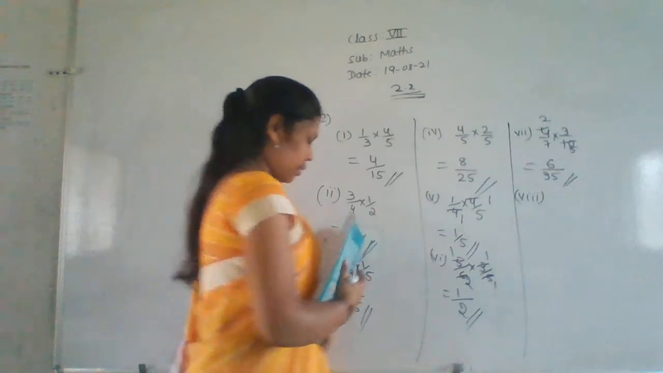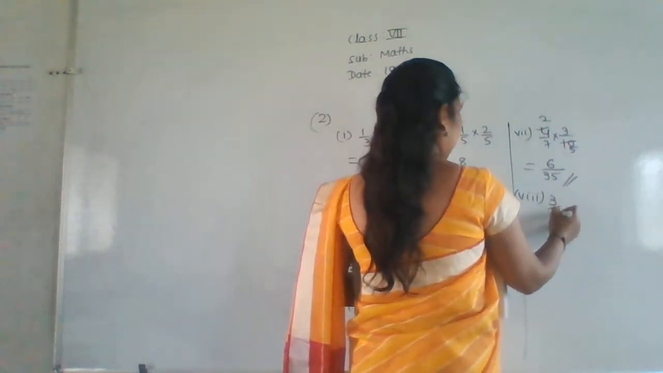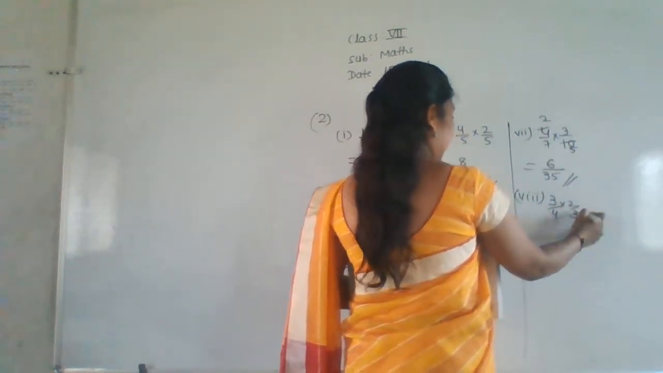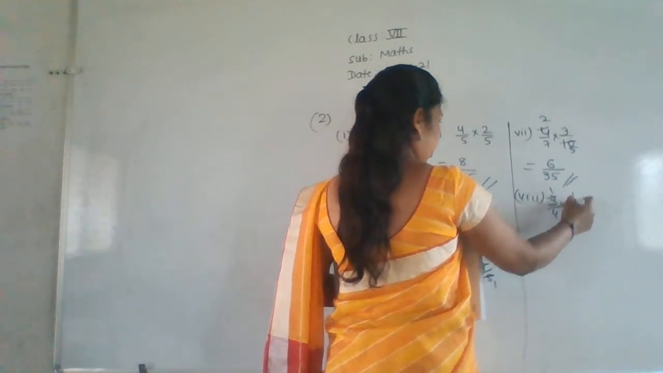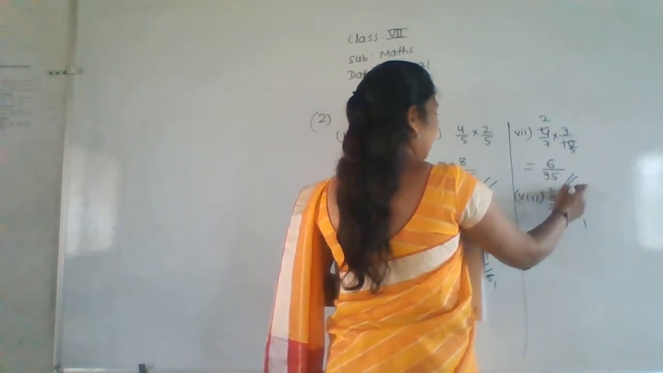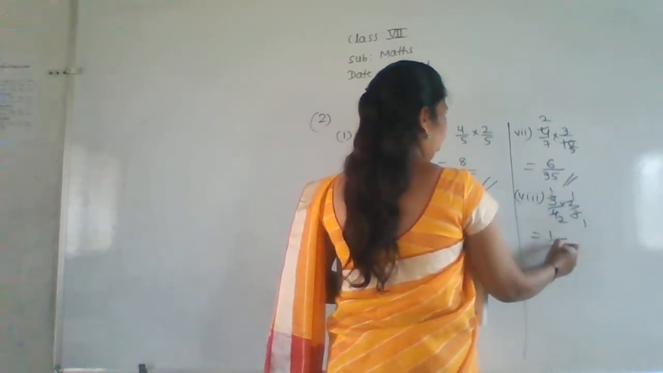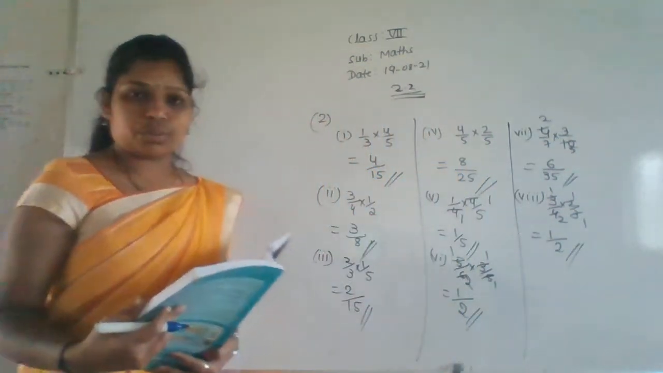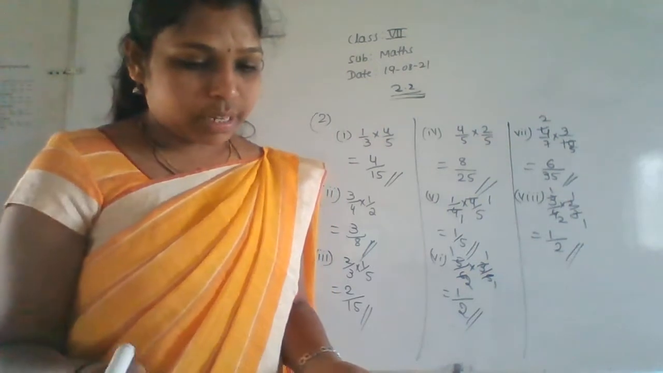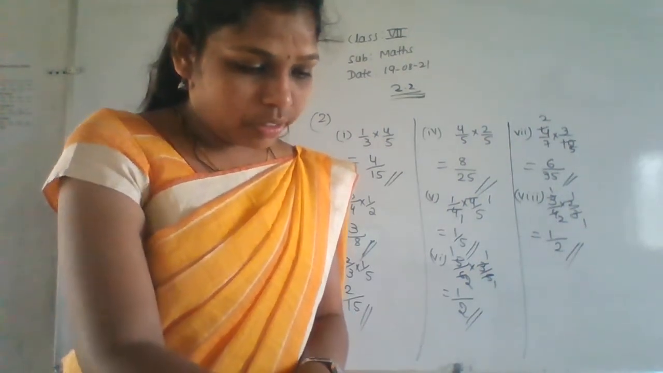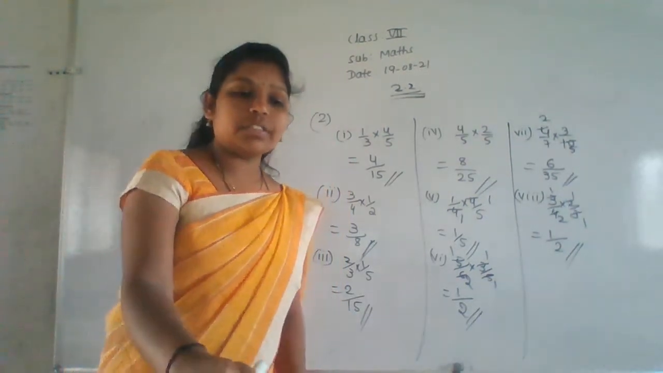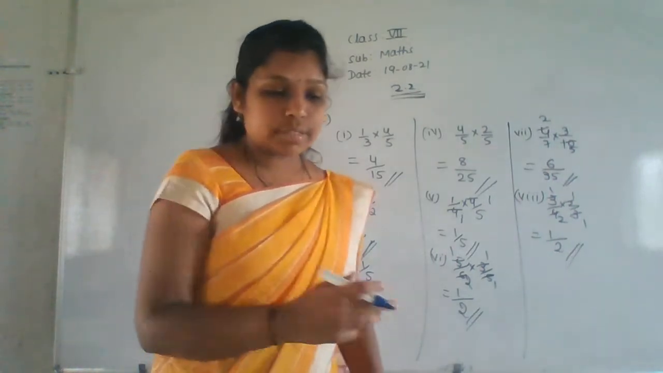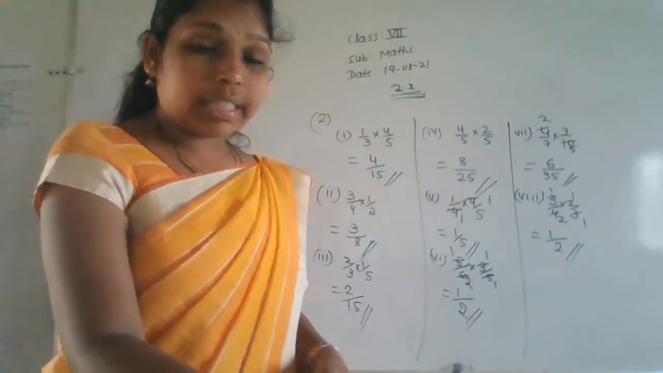Next, eighth one. 3 by 4 into 2 by 8. Again 3 ones are 3, 3 ones are 3, 2 ones are 2, 2 twos are 4. 1 into 1, 1. 2 into 1, 2. Answer is 1 by 2. Okay. We finished the second main. Now we'll go for the third main.